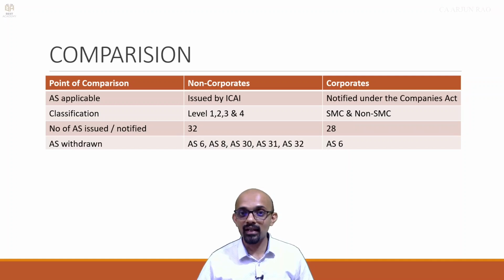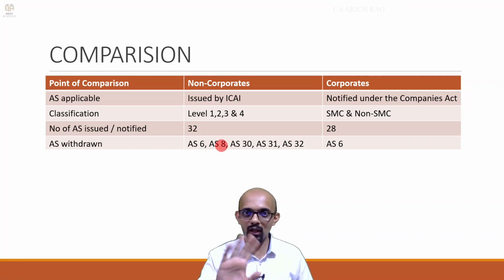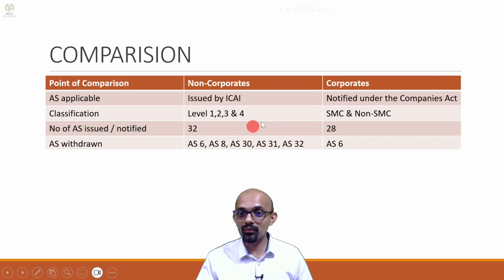The accounting standards withdrawn by ICAI, remember from 1977 till today, it has issued 32 in all. So AS 8 was the first to be withdrawn. It was withdrawn in 2004. Now you need not remember these facts, it is just for understanding. When were the accounting standards first notified under the Companies Act? 2006. In 2004 itself, AS 8 was withdrawn. It was merged with AS 26. So just remember, this was not there in 2006. So never notified.